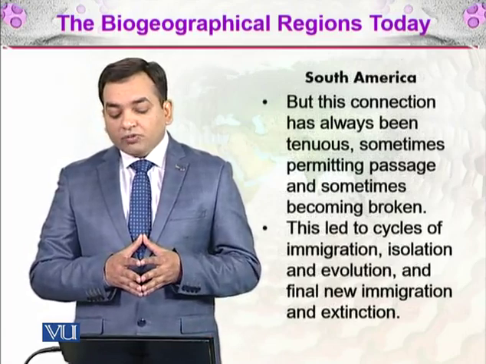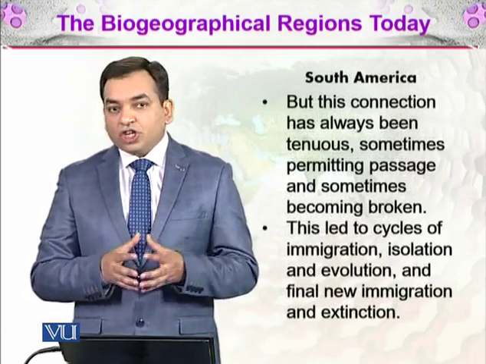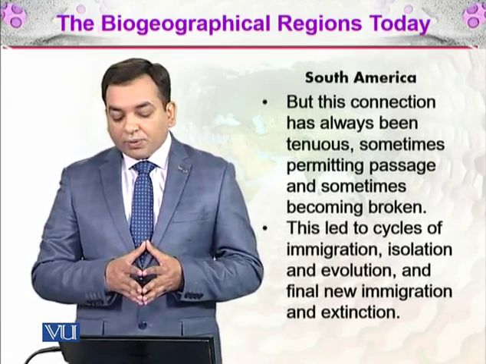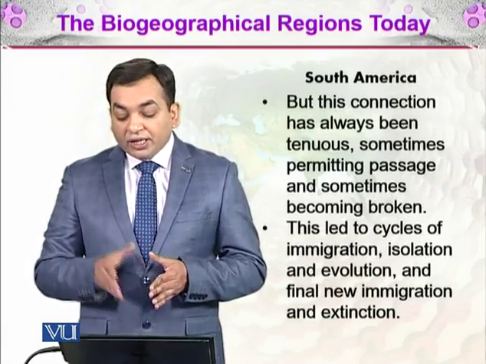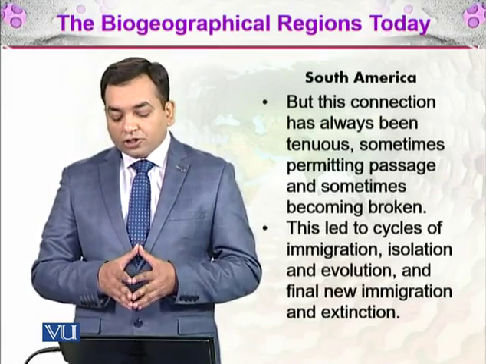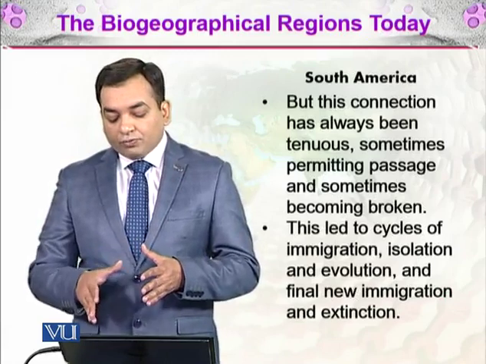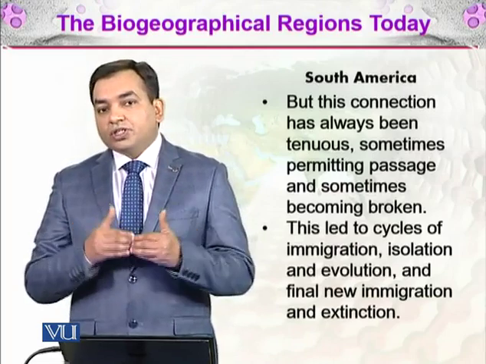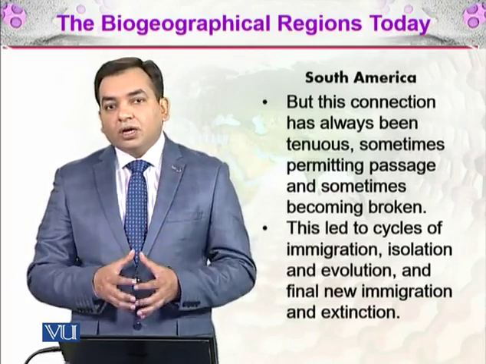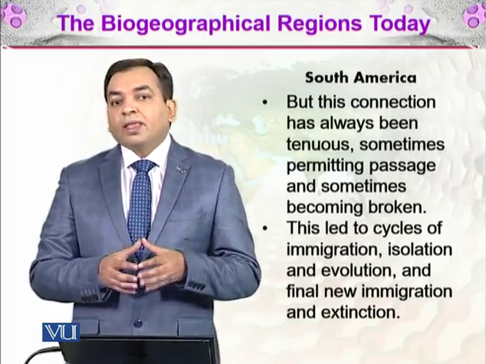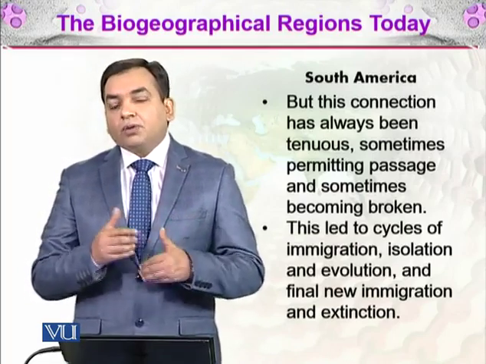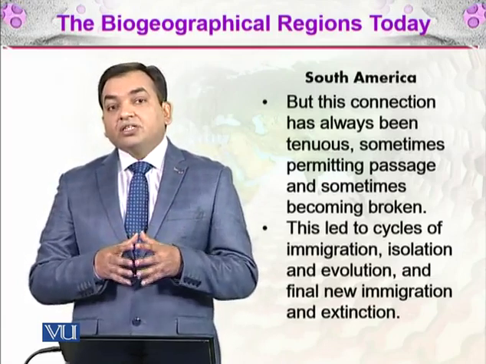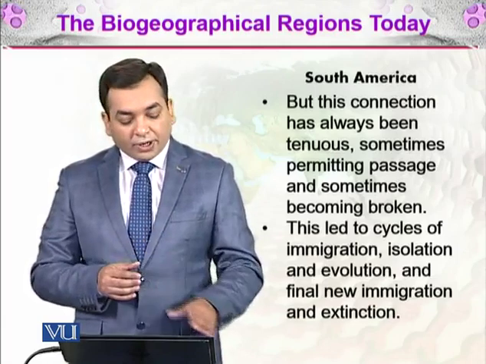But this connection has always been tenuous. Tenuous means it has been changing: sometimes it is there, sometimes it is not. Sometimes it permitted passage and sometimes it became broken. This led to cycles of immigration, isolation, and evolution, and then new immigration and extinction. The bridge is formed, species come, they evolve, they go extinct, and then again the bridge is formed, species come, new immigration, and then extinction. All of these cycles are present in the history of South America.